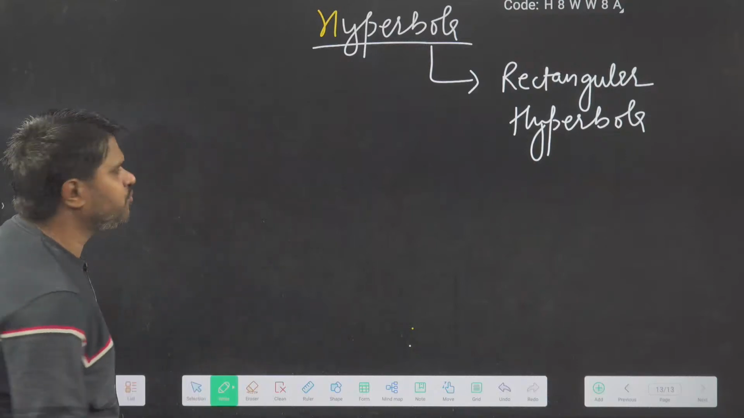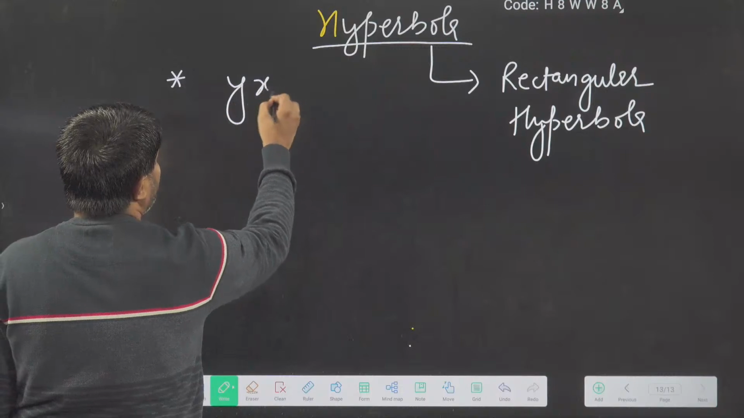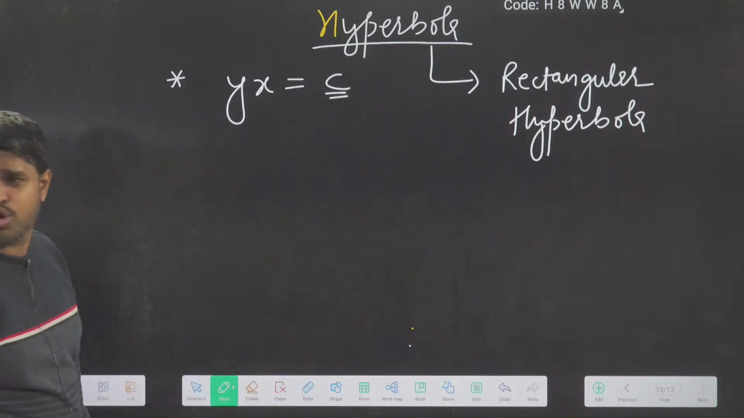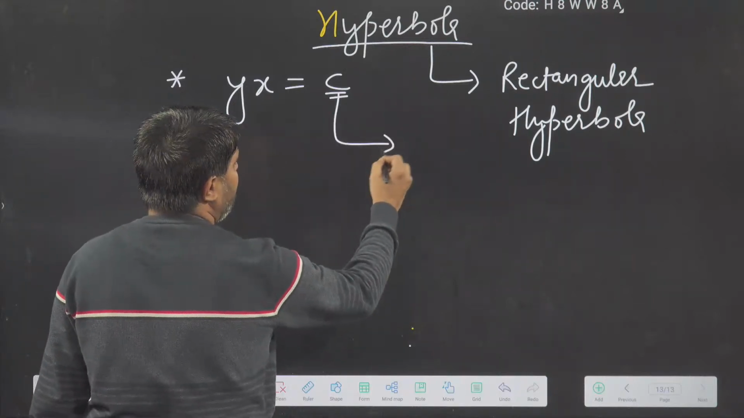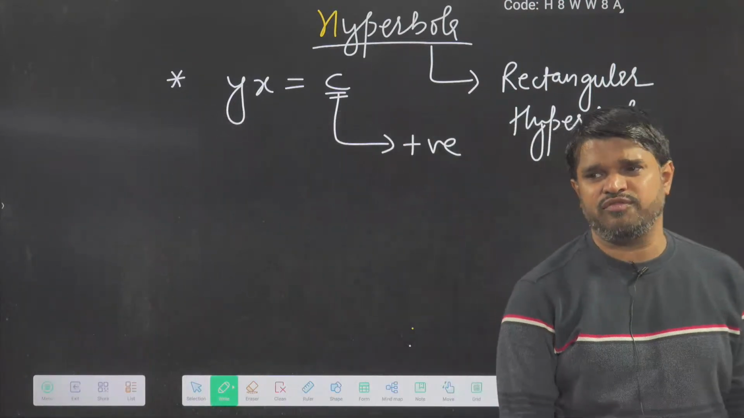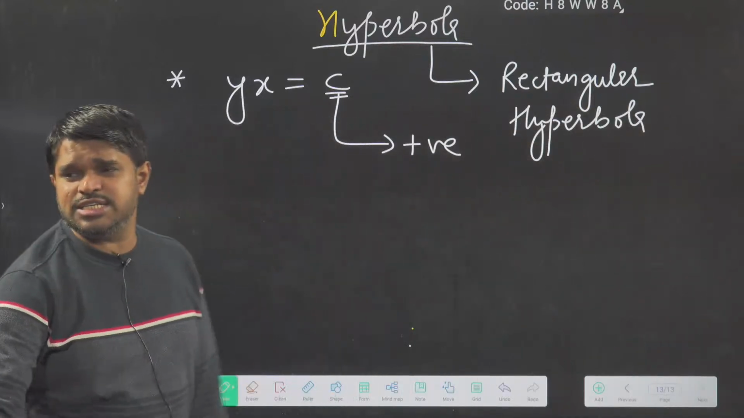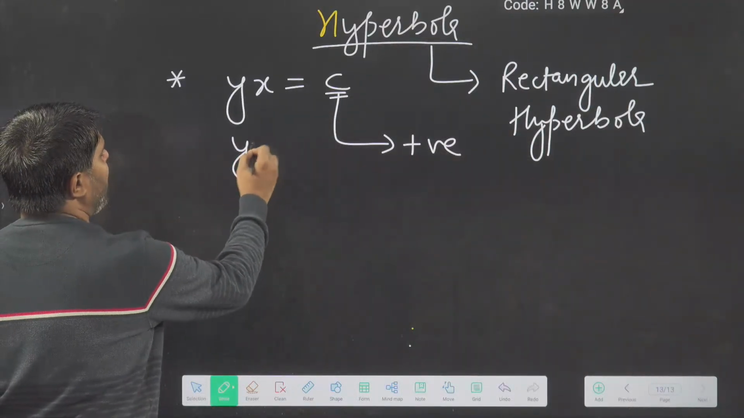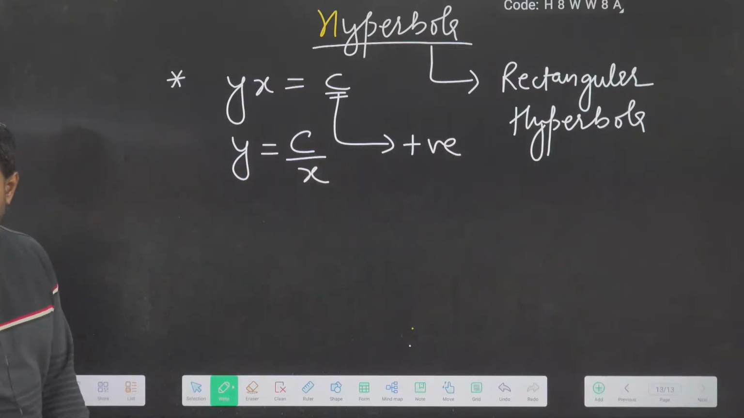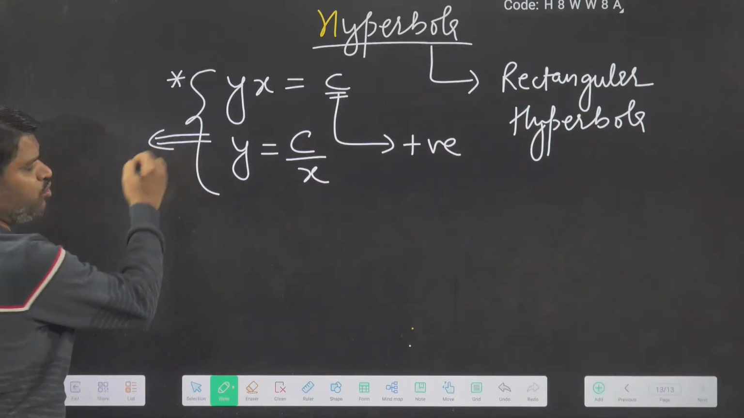See the equation. The equation is y into x equals some constant. Here c must be positive. Okay. So y into x equals some constant c, where c is positive. You can also write it as y equals c by x.